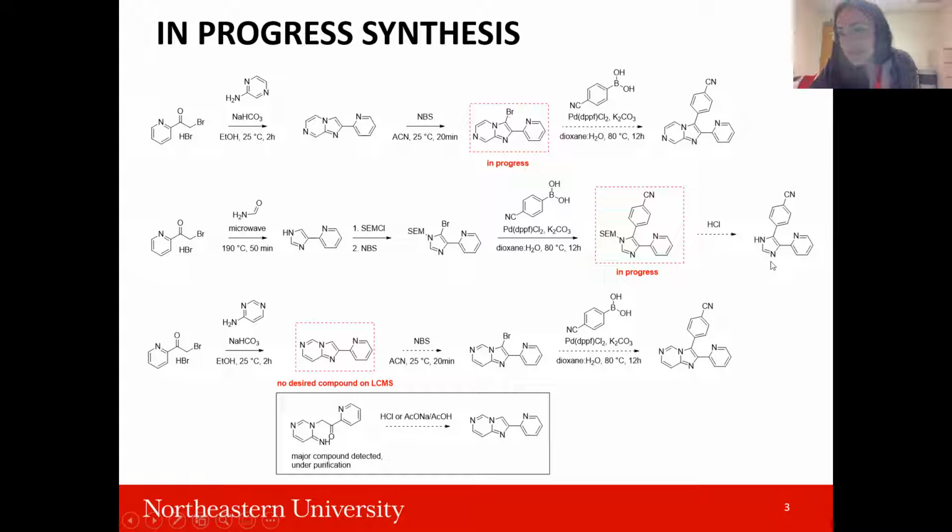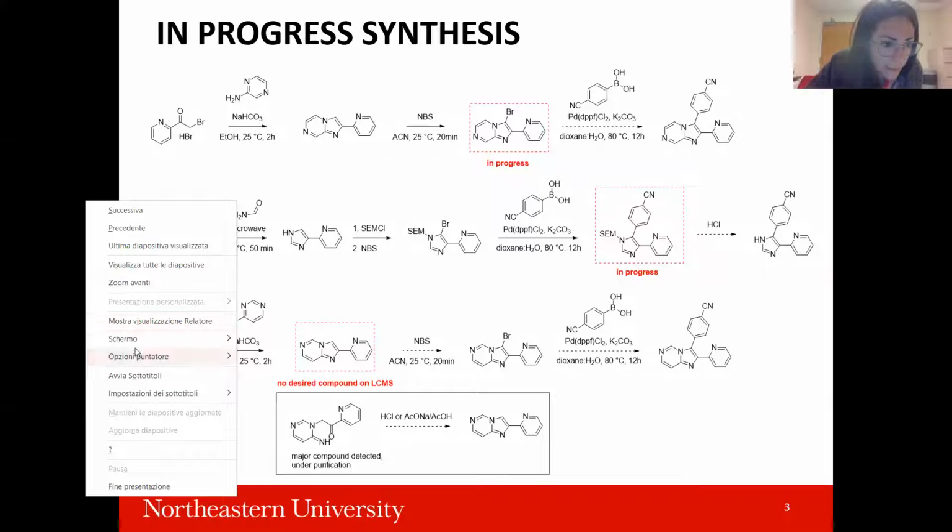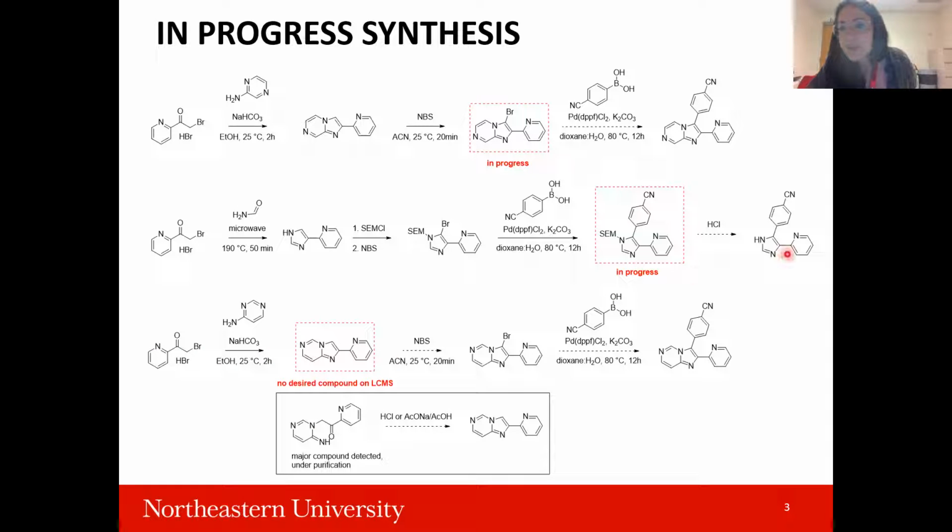As regards the imidazole derivative, I'm having some problems in the last Suzuki coupling. When I try the Suzuki without a protecting group here, the Suzuki doesn't work. I tried different conditions, but I have just starting material and nothing of the desired compound.